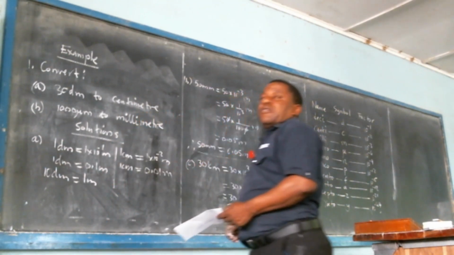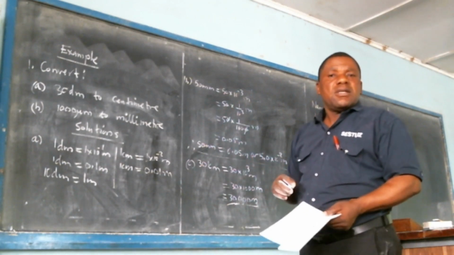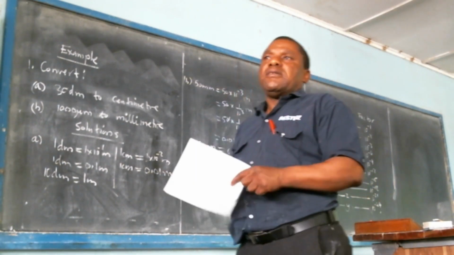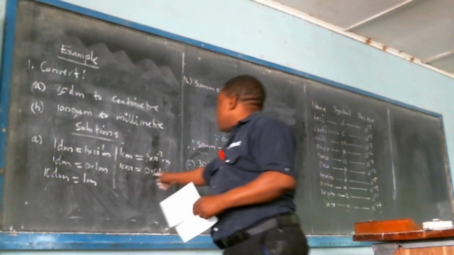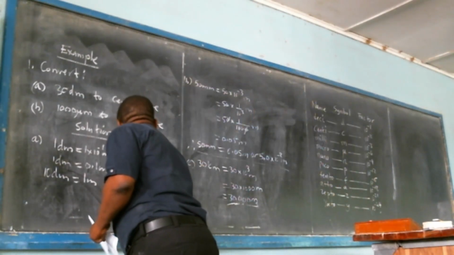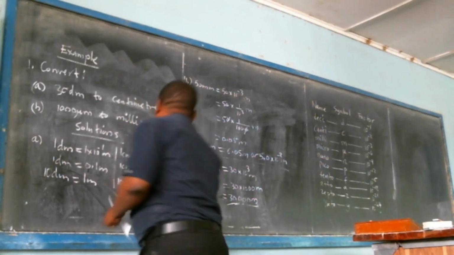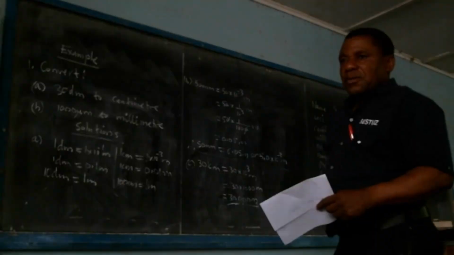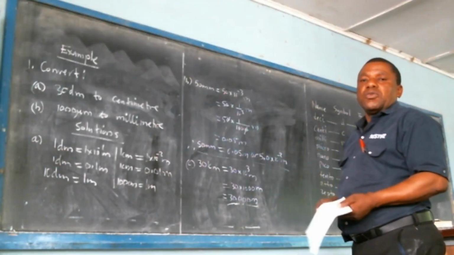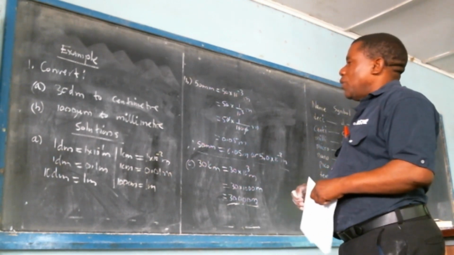So 1 centimeter is the same as 0.01 of a meter, but dealing with decimal numbers also poses a challenge, so we multiply by 100 here and by 100 there. So it will be found that 100 centimeters is actually equal to 1 meter.